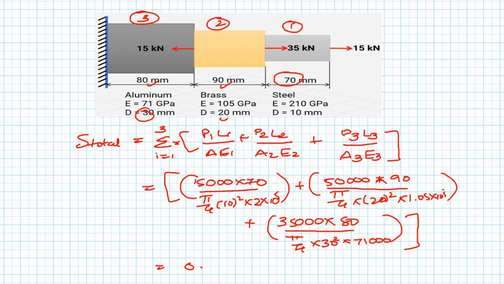So we'll get a deformation for each and every section. So it's 0.0637 for this, plus 0.1364 for the brass one, and 0.0558, which will be in total 0.256 mm. So we got the deformation.